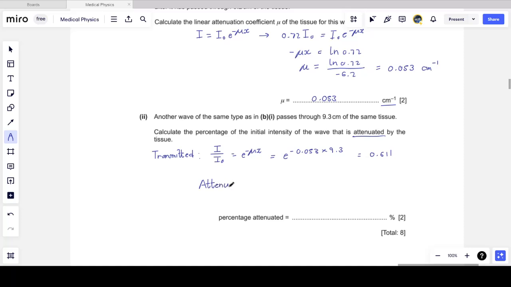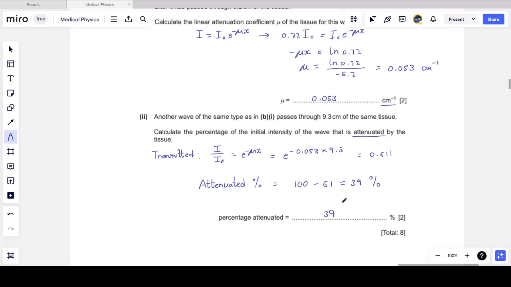And so the amount that's absorbed, if 61% passes through, is everything else. The percentage of the wave that is attenuated is everything that's remaining. It's 100 minus 61, which is 39%. And so 39% of the wave is attenuated. That means 39% of the wave is absorbed by tissue, and only 61% passes through. So you can see it doesn't take a very long distance through tissue for there to be a significant amount of absorption. And that's what we have to consider when using these technologies for medical diagnosis.